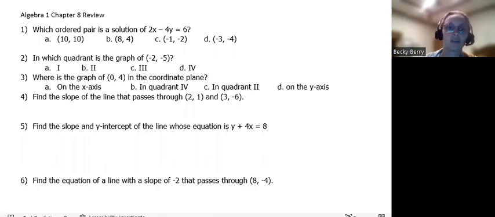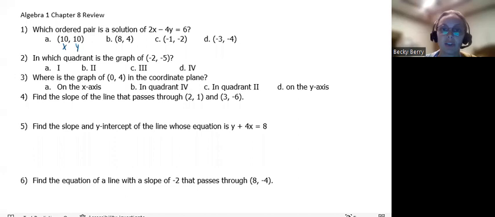Okay, so this is a review of Chapter 8. Our first question, which ordered pair is a solution of 2x minus 4y equals 6? When it's a solution, that means the xy pair would solve the equation correctly. It would be true when we plugged in x and y. So if we plug in 10 for x and 10 for y, what would we get?